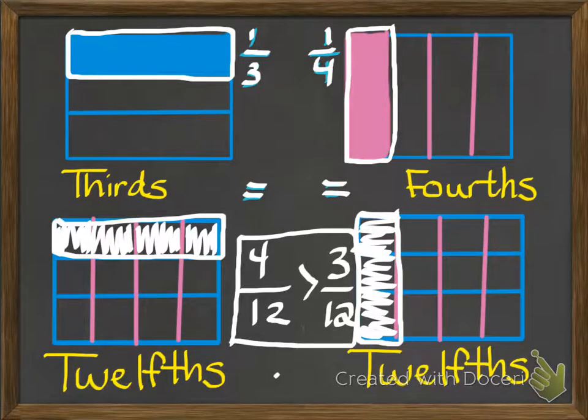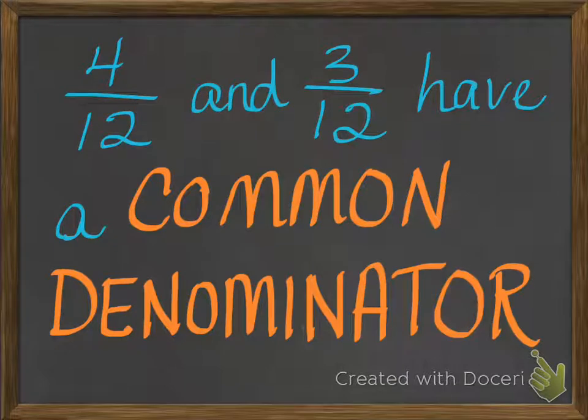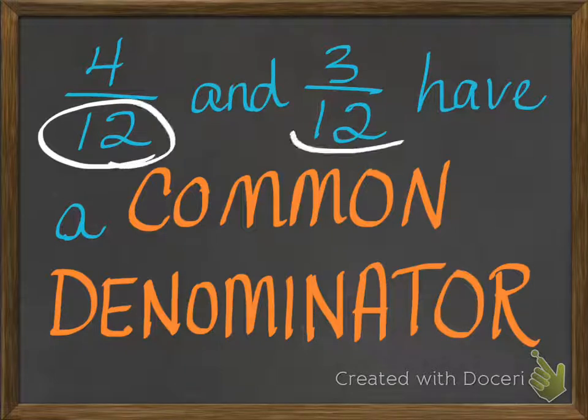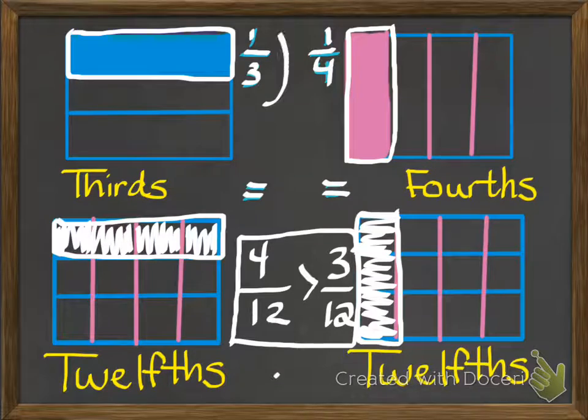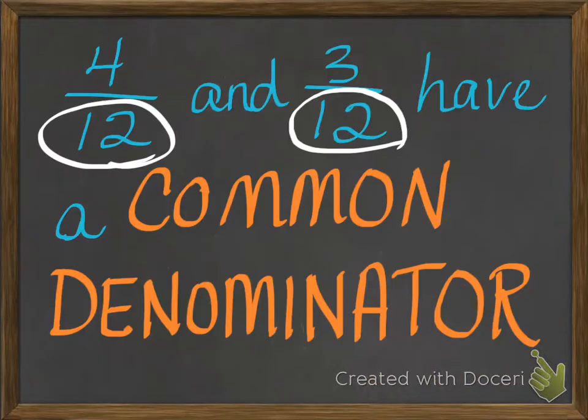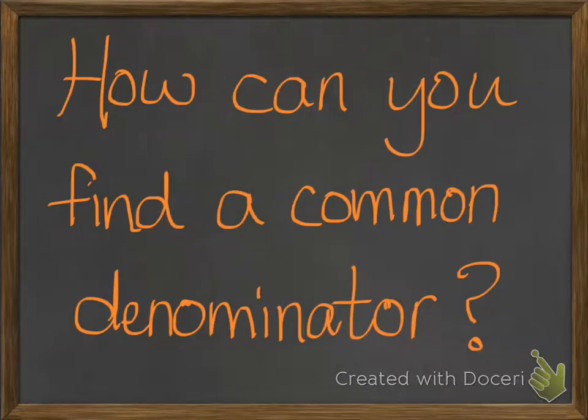4/12 and 3/12 now have a common denominator. That means that the number on the bottom is the same. It started off with 1/3 and 1/4. The denominators were different. Now I made them have the same denominator. Okay, I found a common denominator. That's what that means, the same denominator.